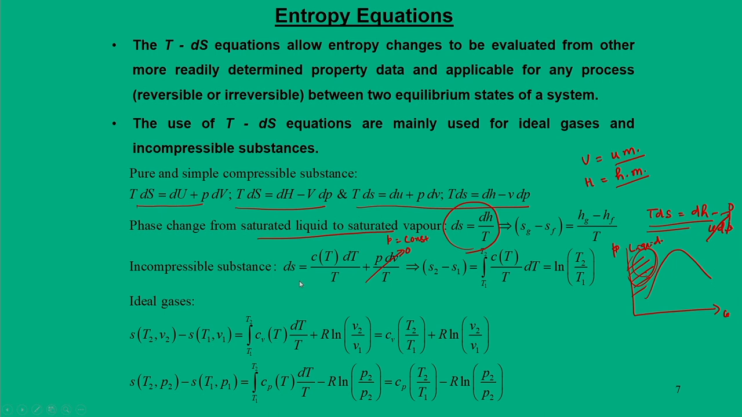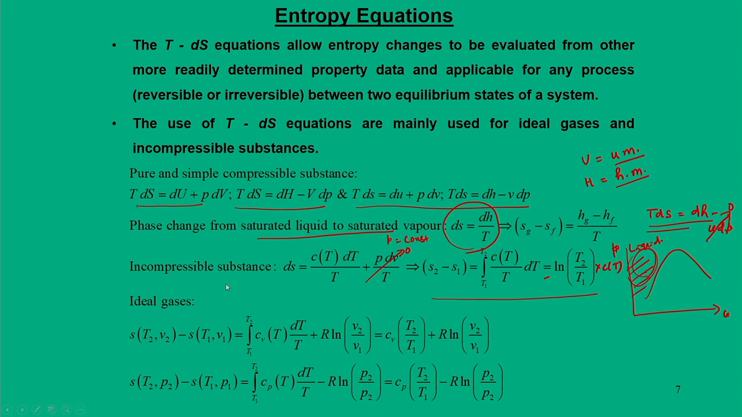So, in such cases the entropy equation reduces to S2 minus S1 is equal to integral of Cp by T dT, and if you take the specific heat as a constant, you can say S2 minus S1 is equal to C ln T2 by T1. So, this is all about what you do for the pure substance.